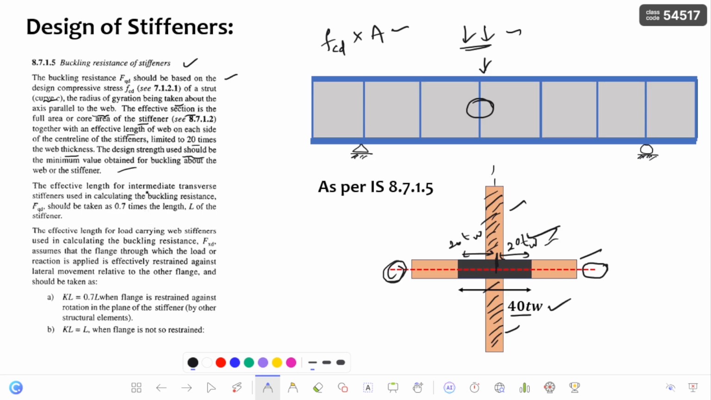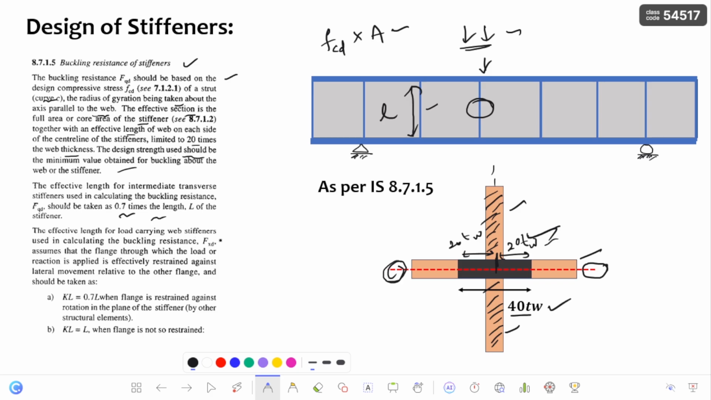Next, coming to the effective length for intermediate transverse stiffeners used in calculating the buckling resistance, it should be taken as 0.7 times the length of the stiffener. Whenever you are going to check for buckling, it is very important to find the effective length. It is based on the boundary conditions of the member. So here, based on the boundary conditions of the stiffener, you can consider 0.7 times the length of the stiffener. For example, this is the length of the stiffener. So you have to consider 0.7 times the length of the stiffener in the buckling check.